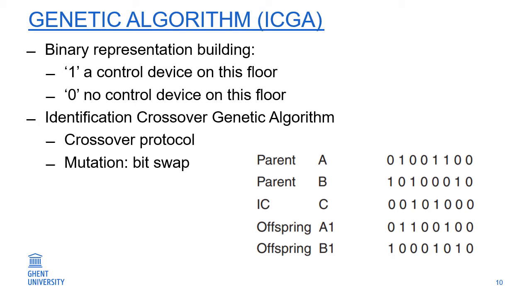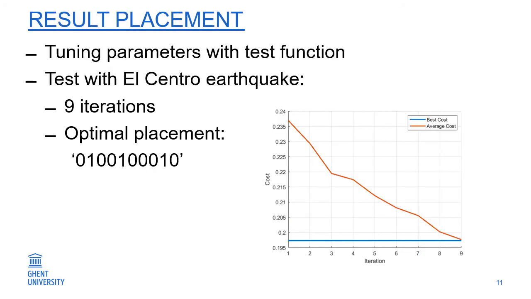The identification crossover protocol seen in the figure on the slide will be used. This ensures each offspring has the same amount of control devices as its parents. As mutation, a bit swap will be used. Firstly, the parameters of this genetic algorithm are tuned using a test function. After all the right parameters were found, a real test was done using the El Centro earthquake.